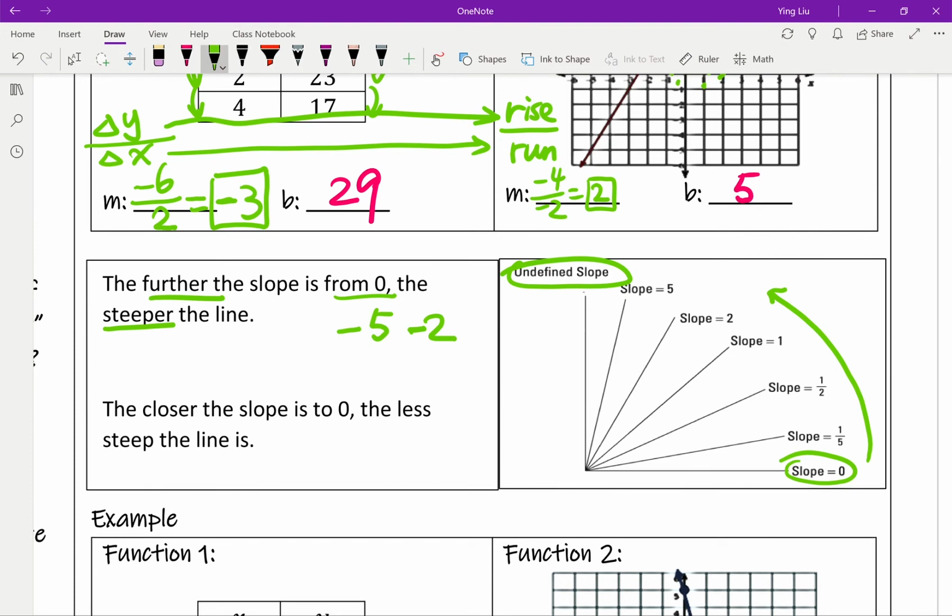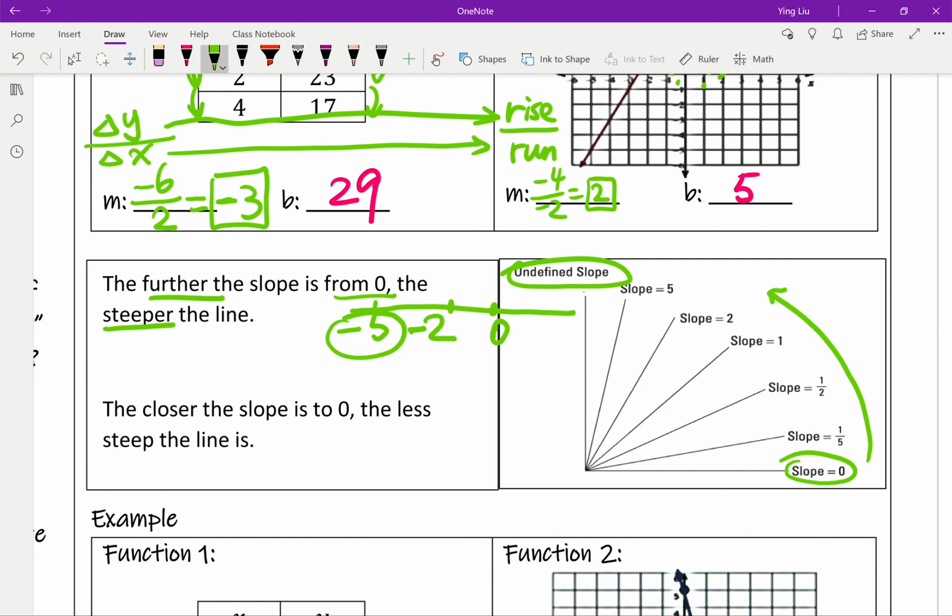So if we write the numbers on the number line, and 0 is here, then of -2 and -5, -5 is the number that's further away from 0. Or in other words, it has a bigger absolute value. So that still tells us it's a steeper slope. It's just the direction that's going different.